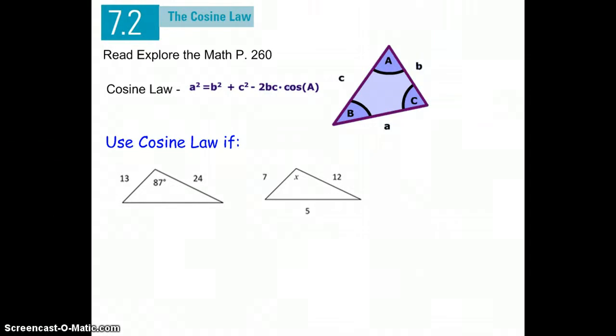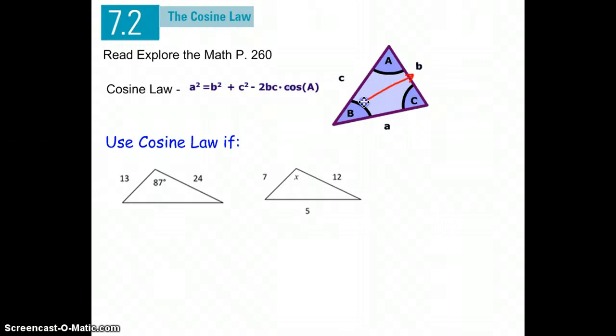We're starting on 7.2, which is the cosine law. We're going to start by reading the Explore the Math on page 260. So we have our cosine law, which is a squared equals b squared plus c squared minus 2bc cos A. Remember that capital letters are your angles, and across from them are the small letter, which is the side length.